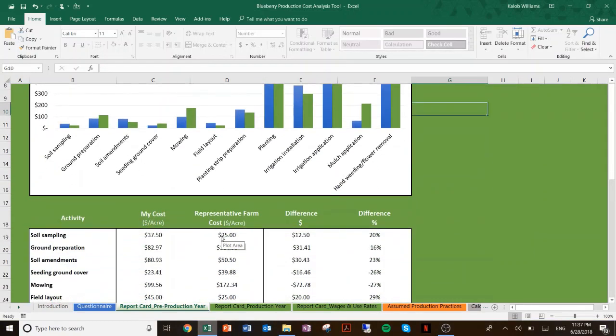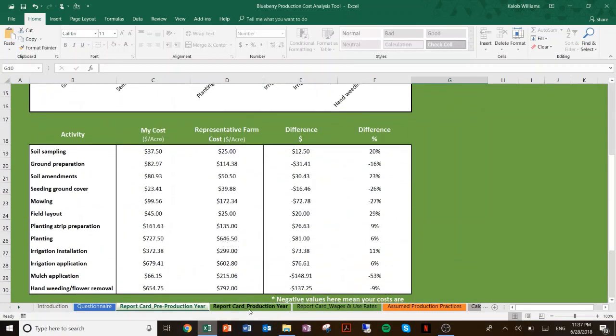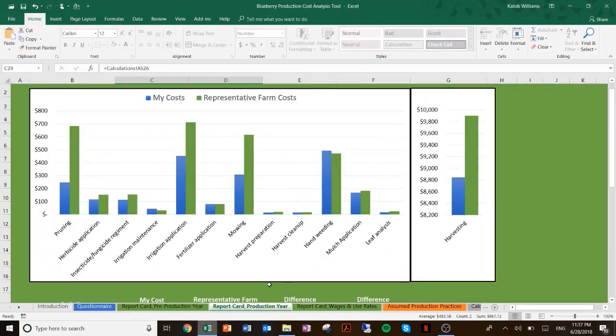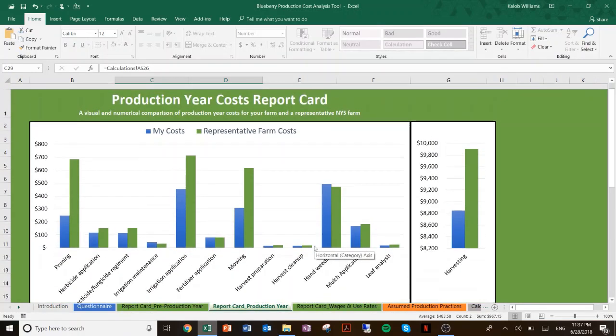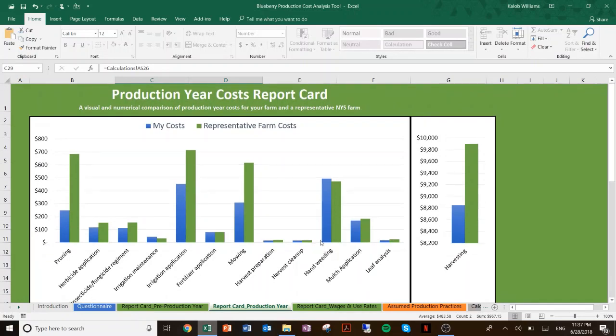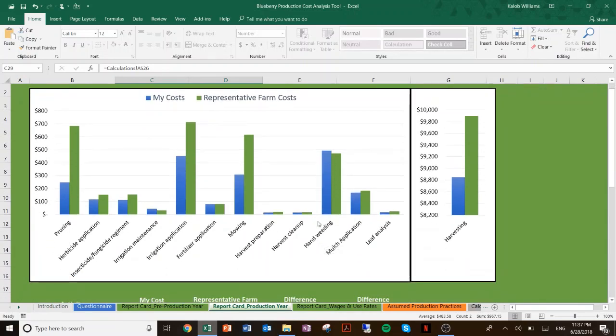You're going to find very similar analyses in the production year report card and the wages and use rates report card. The one difference in the production year report card is that you will see the first graph is broken up into 2 different sections, and that's simply because of scale.